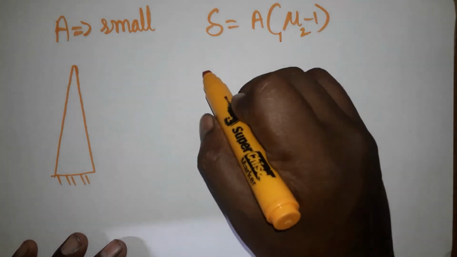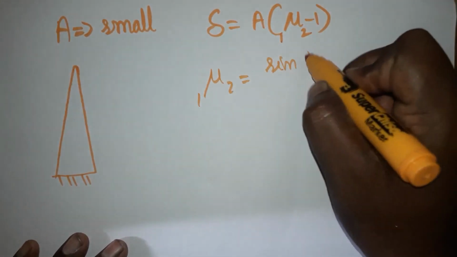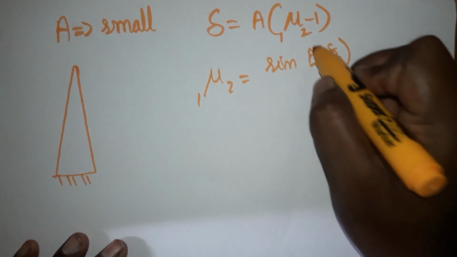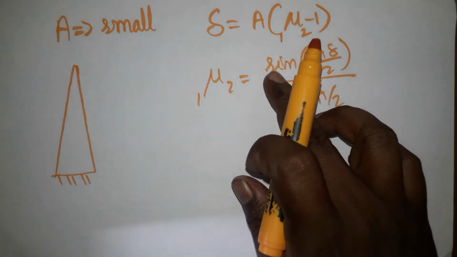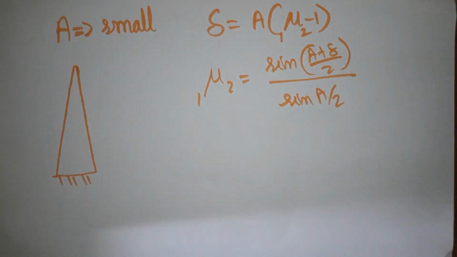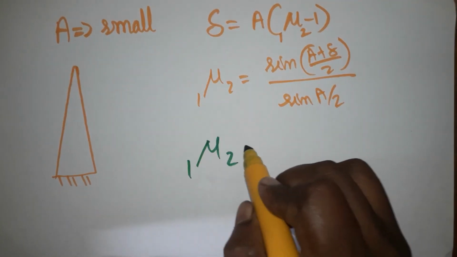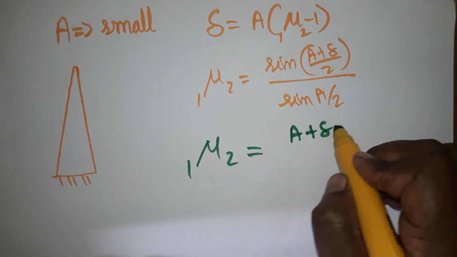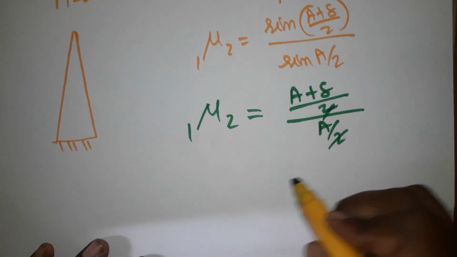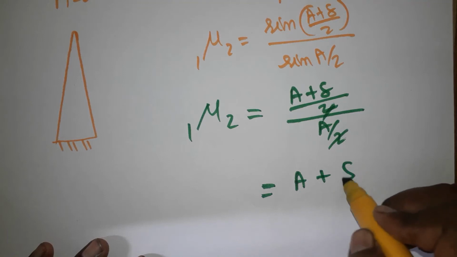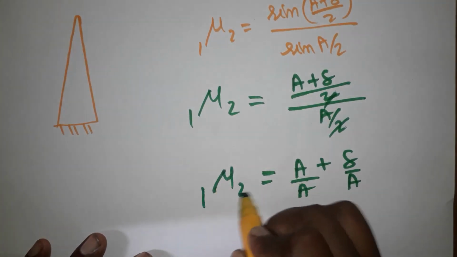So see here, we know the prism formula. The refractive index of 1 to 2 is equal to sin of (A plus deviation) divided by 2, divided by sin A divided by 2. When the angle is small, sin theta is approximately equal to theta. So sin theta will become theta. So the refractive index of 1 to 2 is equal to (A plus deviation) divided by 2, over A divided by 2. The 2 will get cancelled.